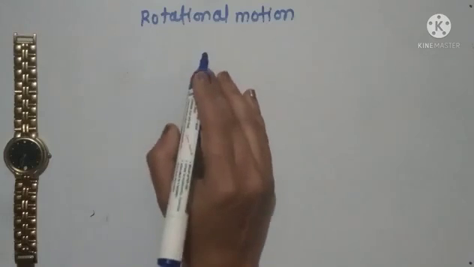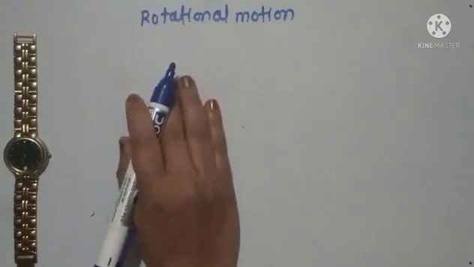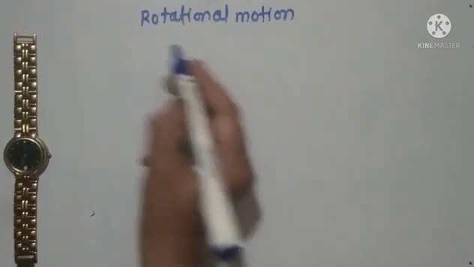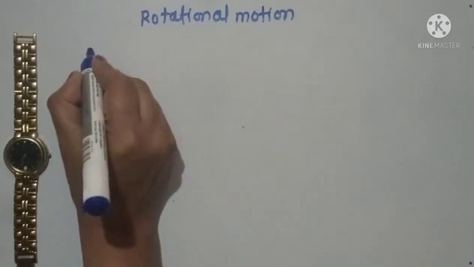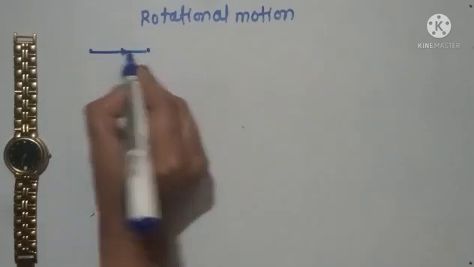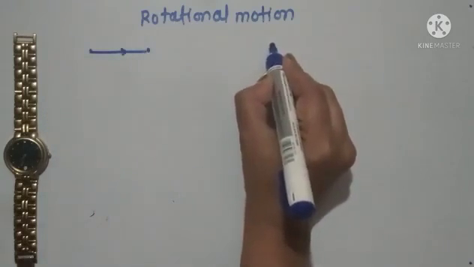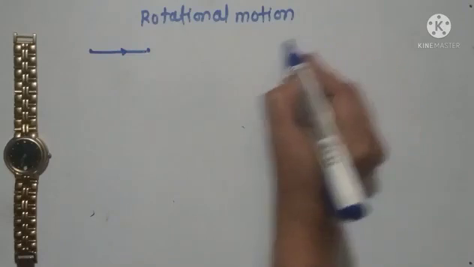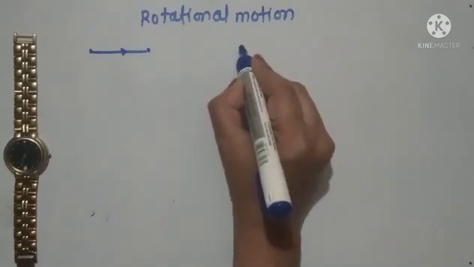In this lecture, we are going to start with the second part of unit 2, which is rotational motion. Now, motion of the particle from one position to another position could be in a straight line or it could be in a curved path. I'll draw it here only.